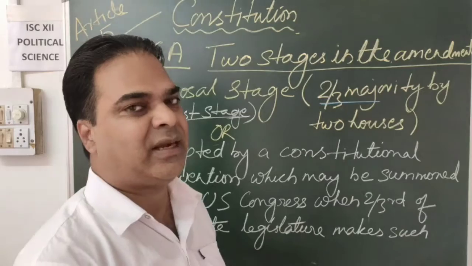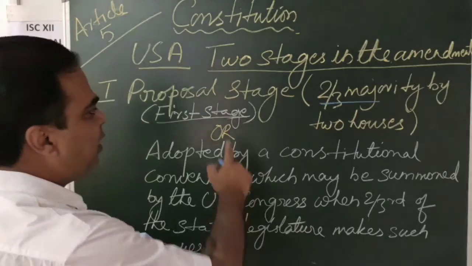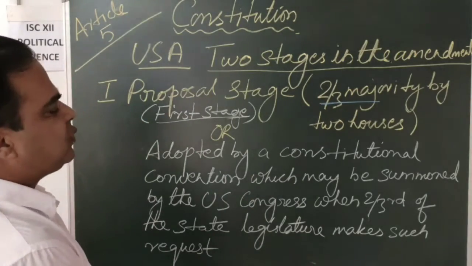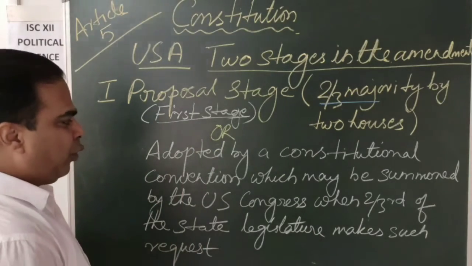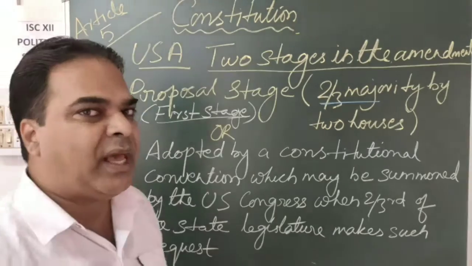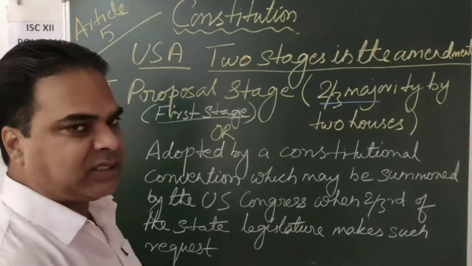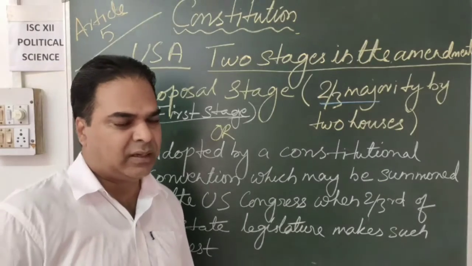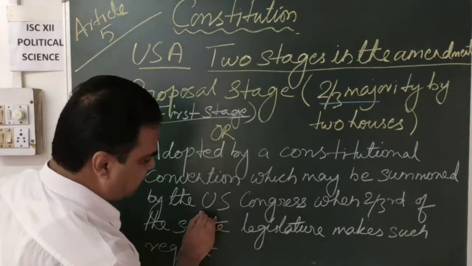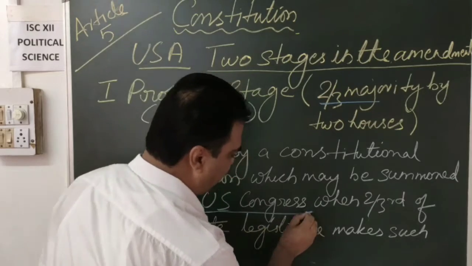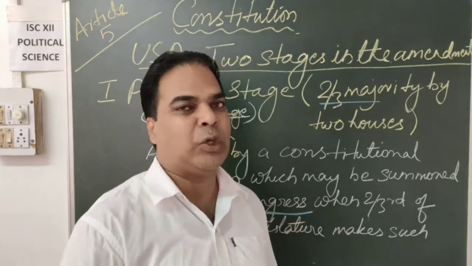to the second stage, that is the ratification stage. That second stage I'll discuss after completing this. Now, if this one is not applicable, then there is another route, where the constitution amendment can be adopted by a constitutional convention. A convention can be summoned, meaning called, by the US Congress. US Congress means the Parliament of the USA.